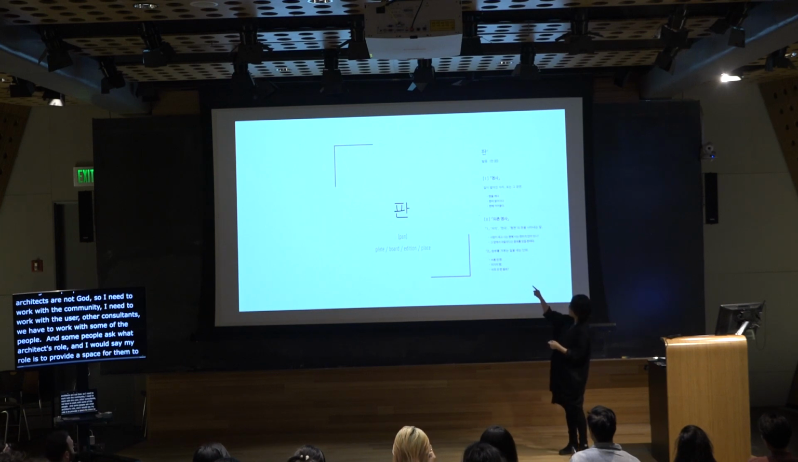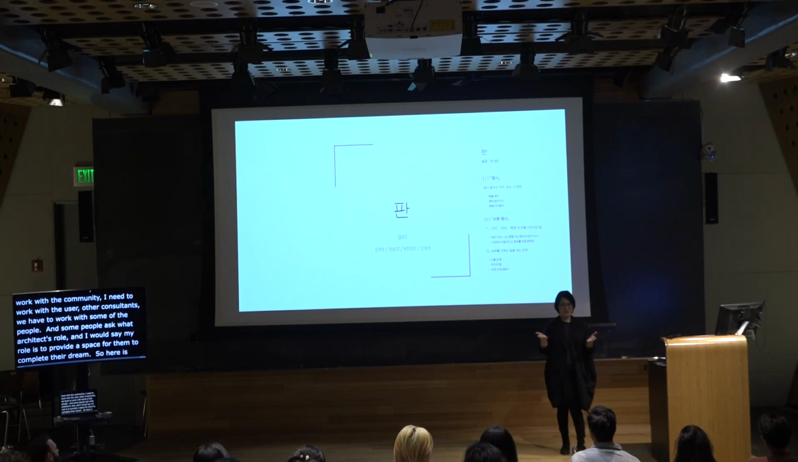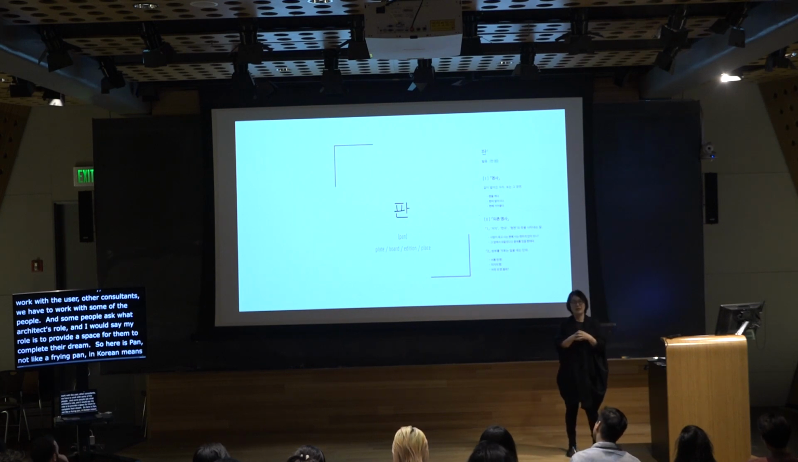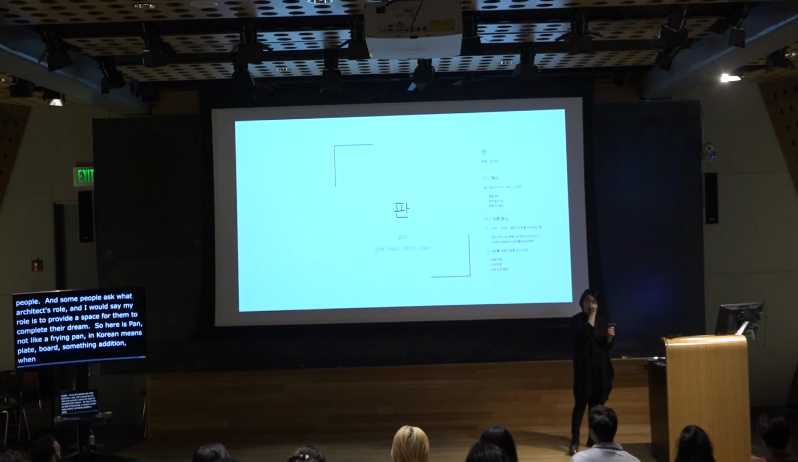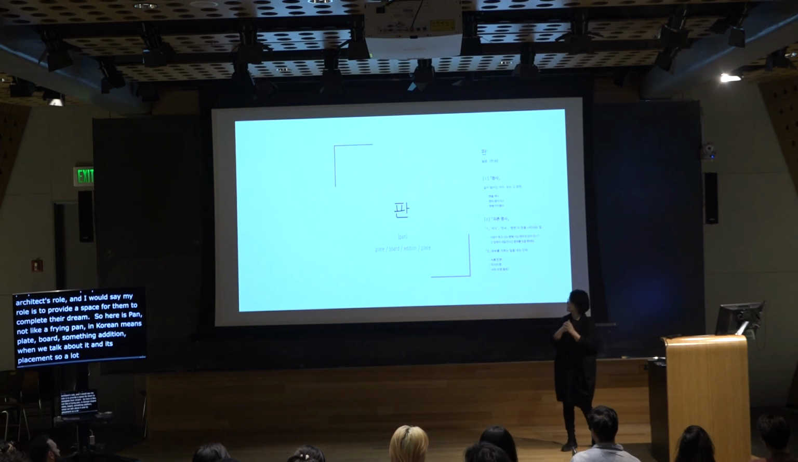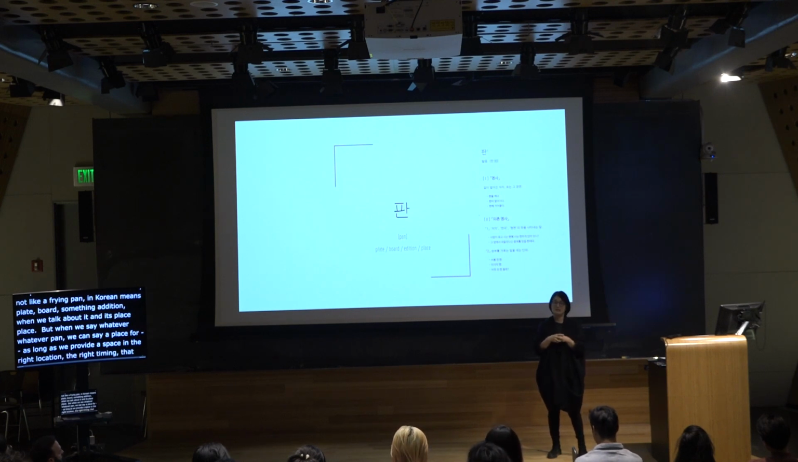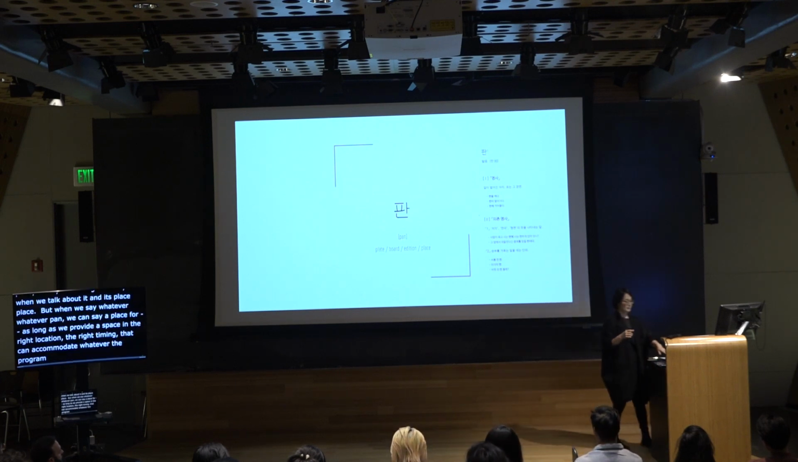So here is pan. It's not pan like a frying pan. Pan in Korean means plate, board, sometimes edition when we talk about a book, and it also means place. A lot of meanings, but when we say pan, we can say a place. As long as we provide a space in the right location, at the right timing, that can accommodate whatever program they need. That's why we are working with the people.